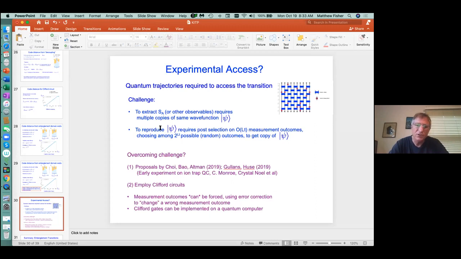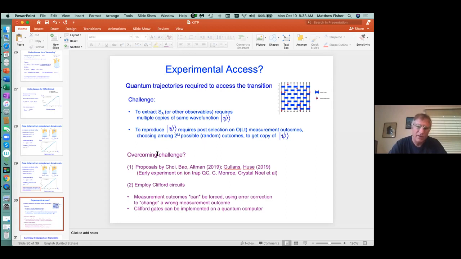And to reproduce the same wave function requires post-selection on all of the measurement outcomes. Basically, if one runs a circuit and finds some measurement outcomes, one ends up with a pure state. To end up with that same pure state on the next run through the circuit, one has to get the same measurement outcomes. And so this will involve an enormous amount of post-selection on those measurement outcome results.